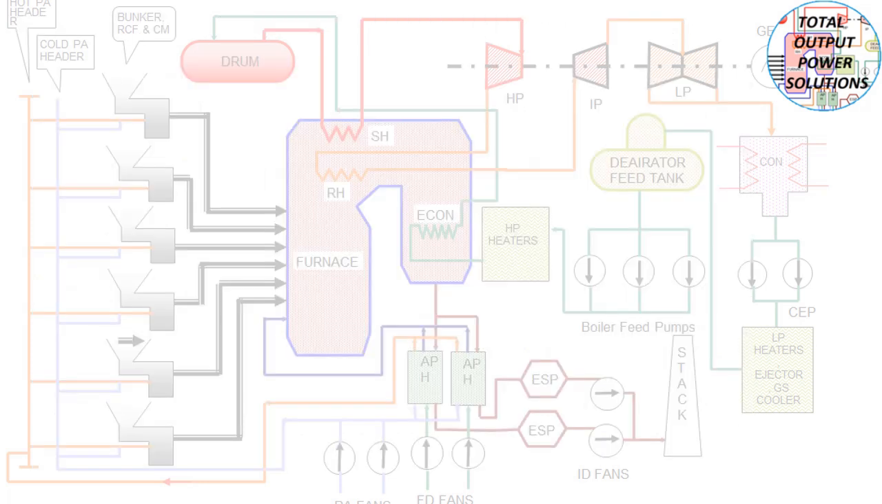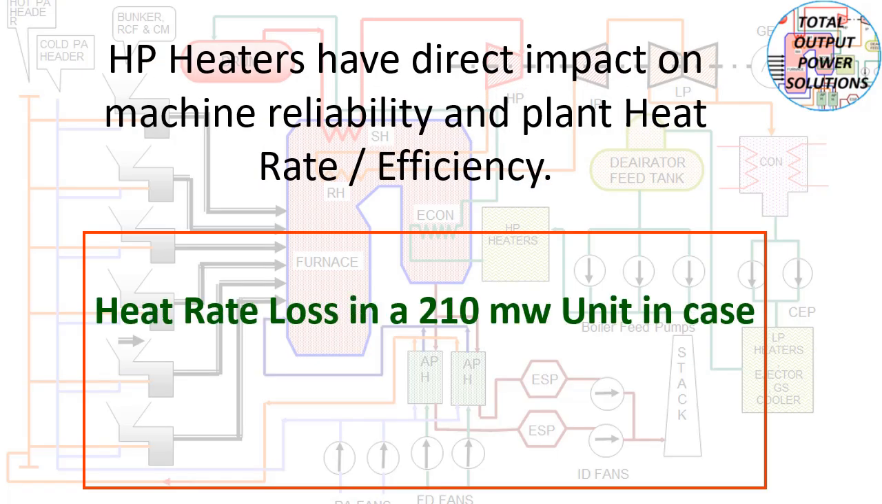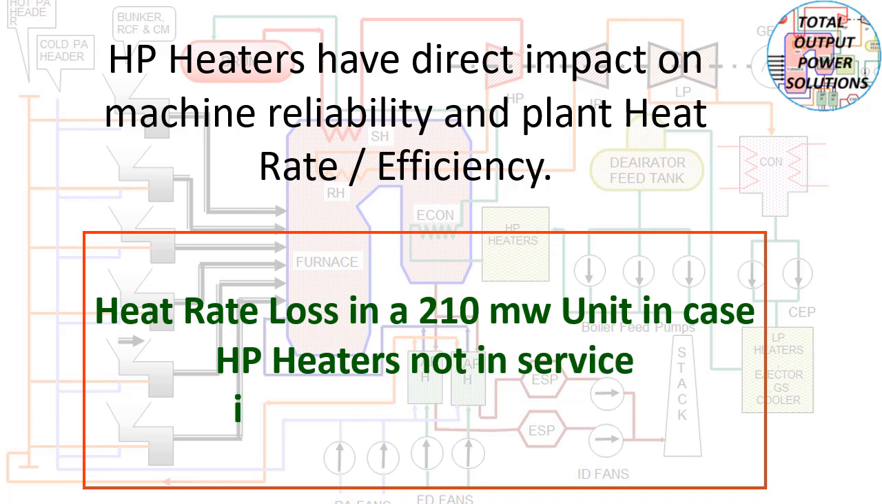Now the HP heaters have a direct impact on machine reliability and plant heat rate and efficiency. The heat rate loss in a 210 megawatt unit, in case HP heaters are not in service, is about 68 kilocalories per kWh.